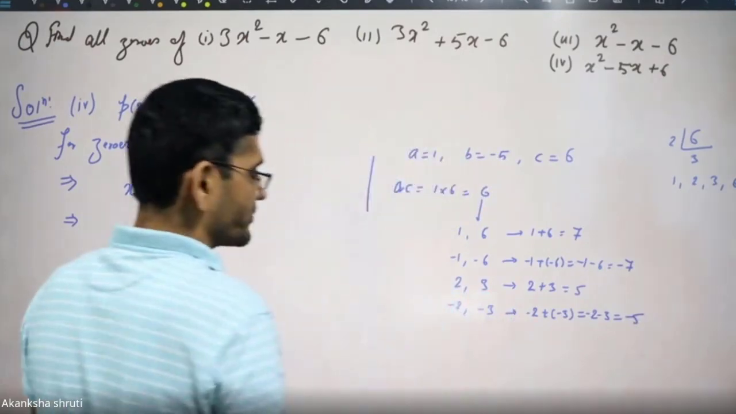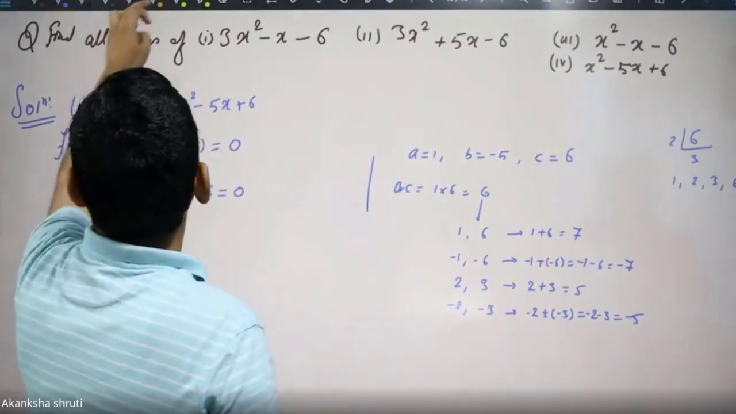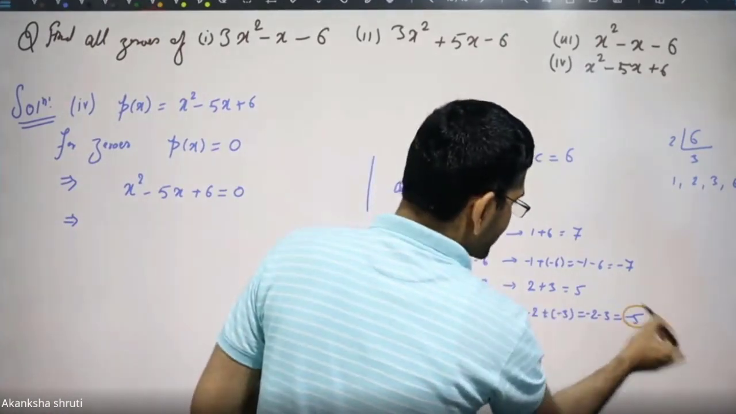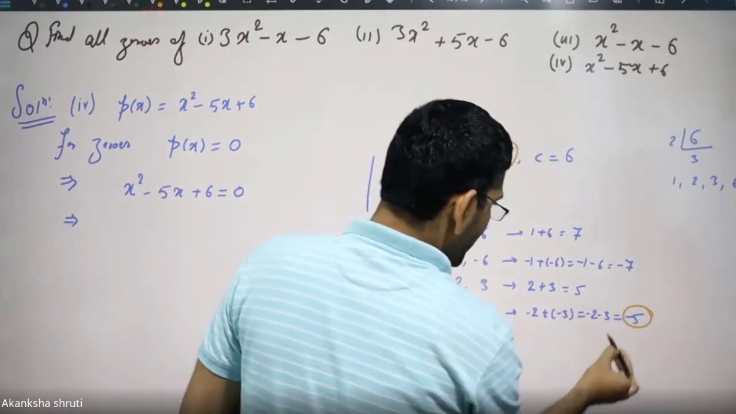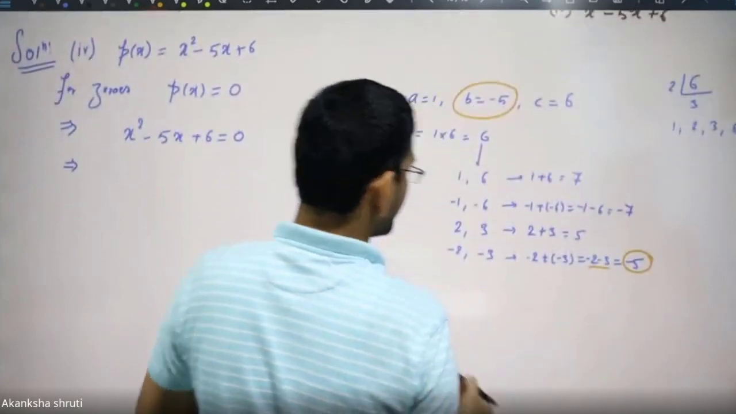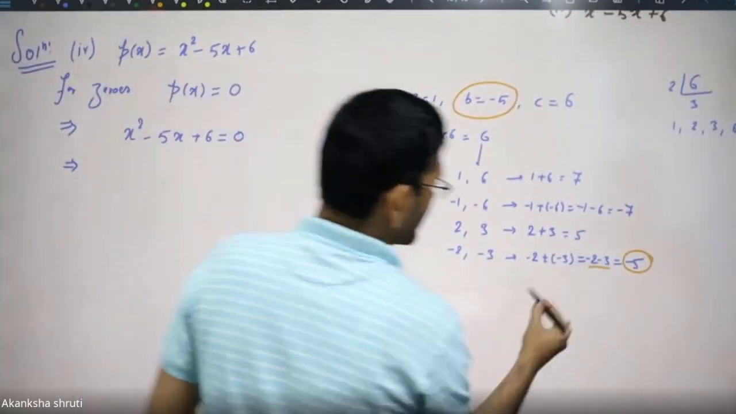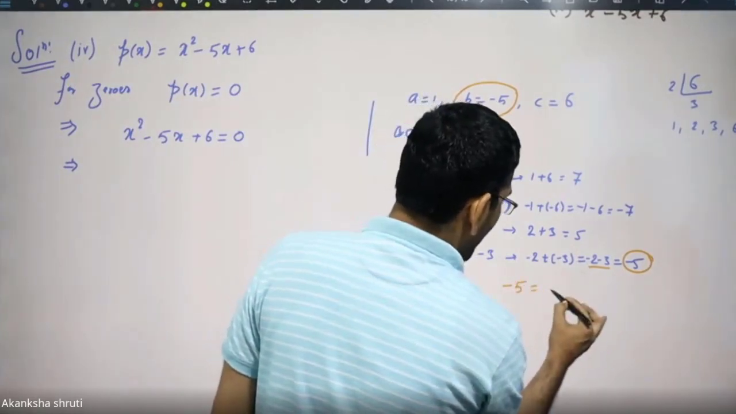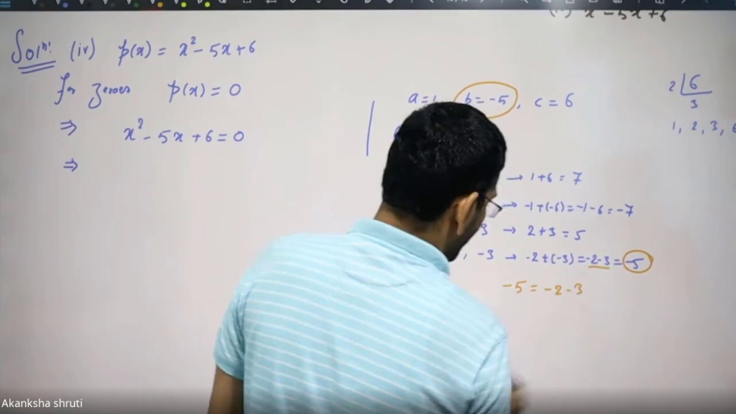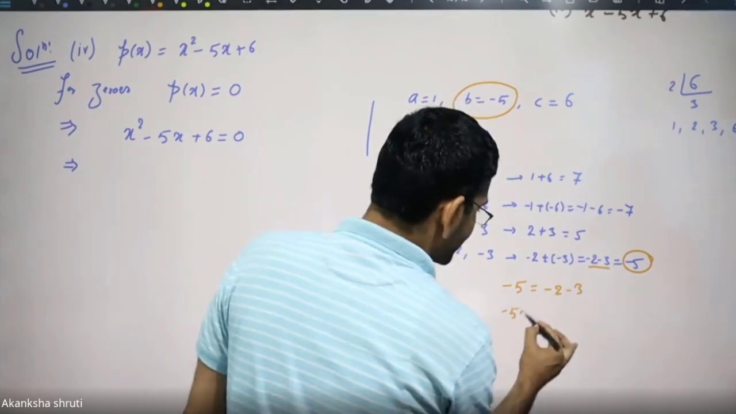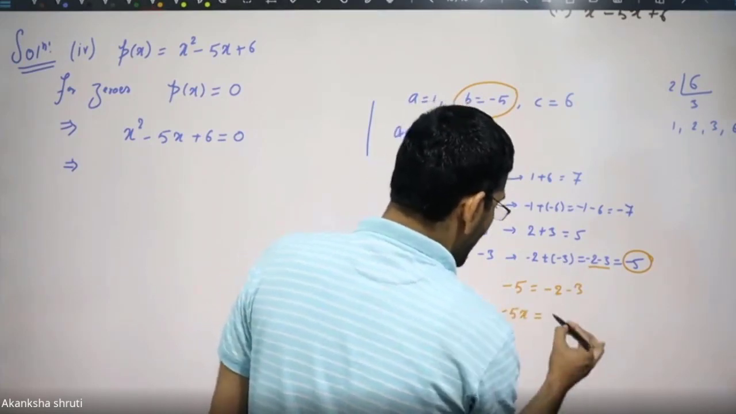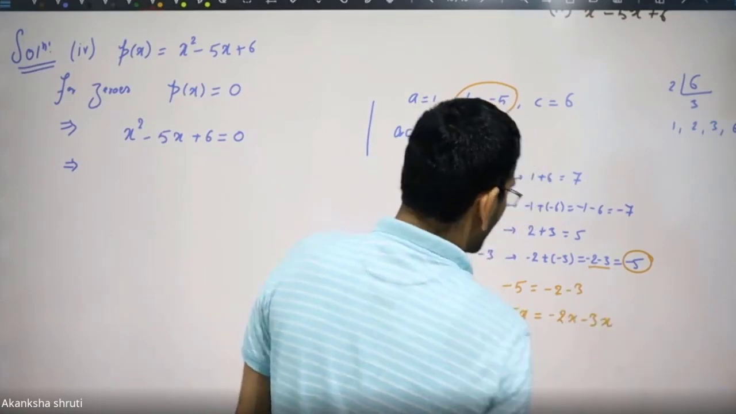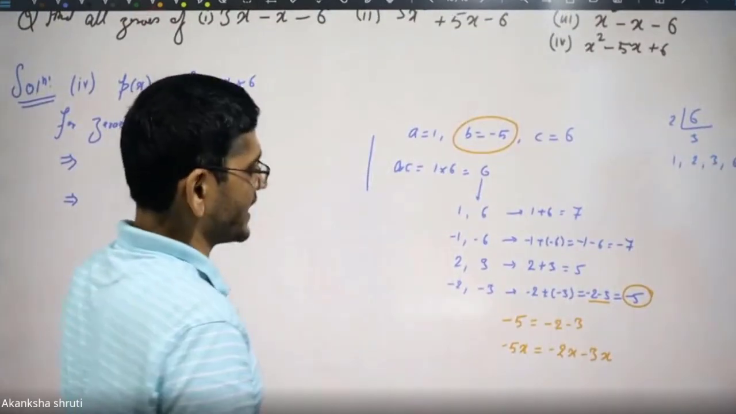What we are observing? Here we are observing that this B was minus 5 and minus 5 is coming in this case. It means I shall write this way. So from here we are concluding that minus 5, the middle term shall be replaced by minus 2 minus 3. It means minus 5x is always associated in the middle term. So minus 2x minus of 3x. Okay, this is the only technique that we are using.